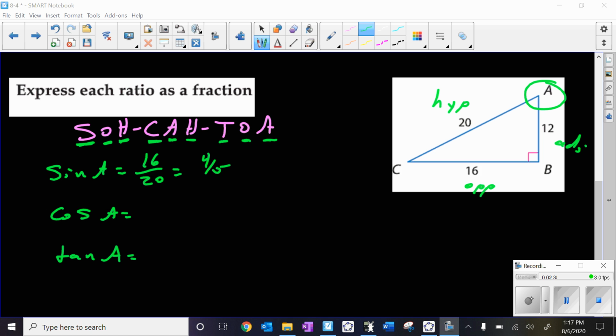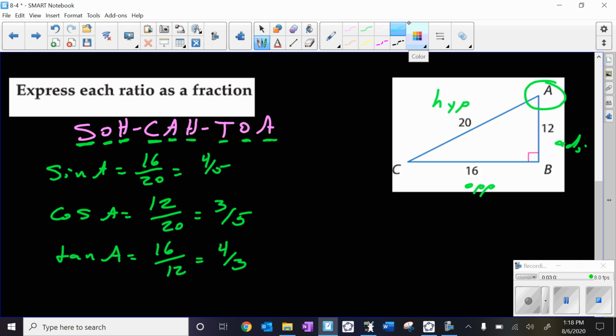And cosine of A, we know is adjacent over hypotenuse, so 12 over 20. And when we reduce that, that's going to get us 3/5. Finally, tangent of A is opposite over adjacent, so 16 over 12. That would reduce to 4/3.